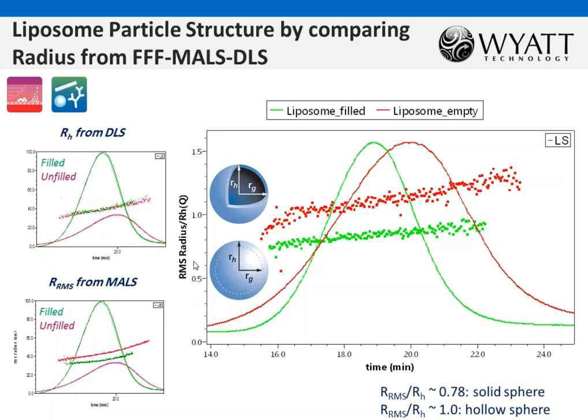The ratio of the RMS radius over the hydrodynamic radius can give insight into the shape of the particle. To the right, we've displayed the ratio versus the elution time for both the filled and unfilled liposome. A ratio of 0.7 to 0.8 is indicative of a filled sphere, whereas a ratio of approximately 1 confirms the hollow structure of the unfilled liposome.